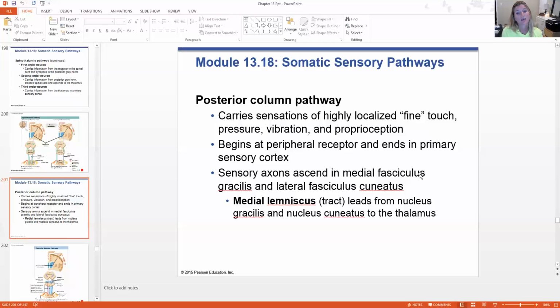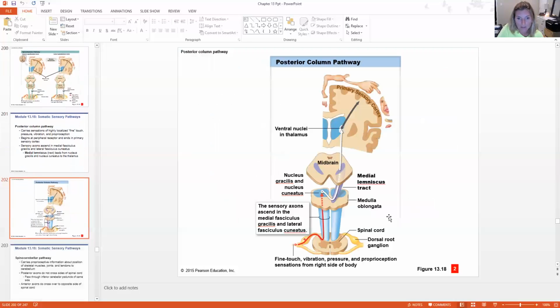And the sensory axons extend in what's called the medial fasciculus gracilis and lateral, I can never say this word, I call it the F word, lateral fasciculus cuneatus. They're just little tracts, that's all they are. The medial lemniscus tract leads from the nucleus gracilis to the nucleus cuneatus, located in the thalamus. So here you see what I mean.